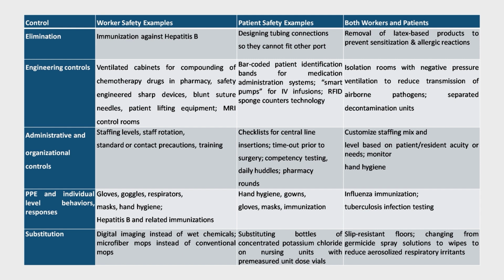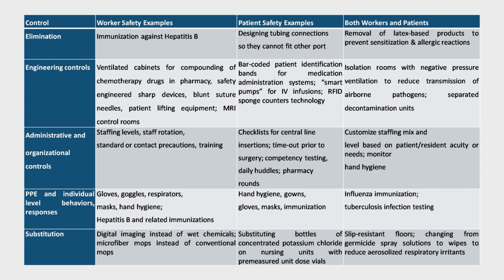Then smart pumps can be there for IV infusions, and RFID sponge counter technologies can be adopted. As far as both the workers and patients are concerned, isolation rooms with negative pressure and ventilation to reduce the transmission of airborne pathogens can be adopted, and we can have separate decontamination units. Then we have certain administrative and organizational controls. From the point of view of worker safety, you find that staffing levels, staff rotations, standard or contact precautions and training prove to be very useful. As far as patients are concerned, there must be checklists for central line insertions, timeouts prior to surgery, competency testing, daily huddles and pharmacy rounds.